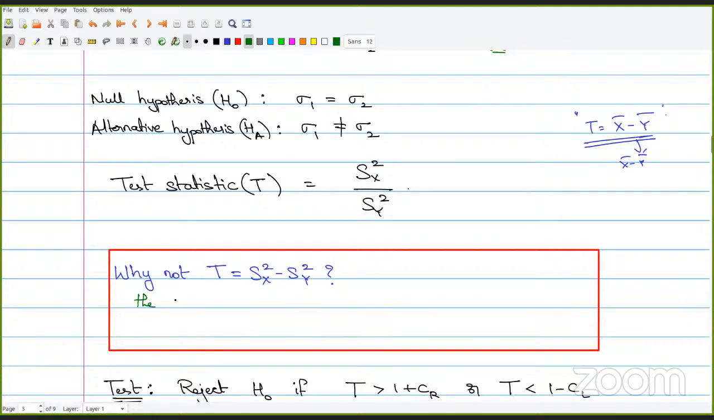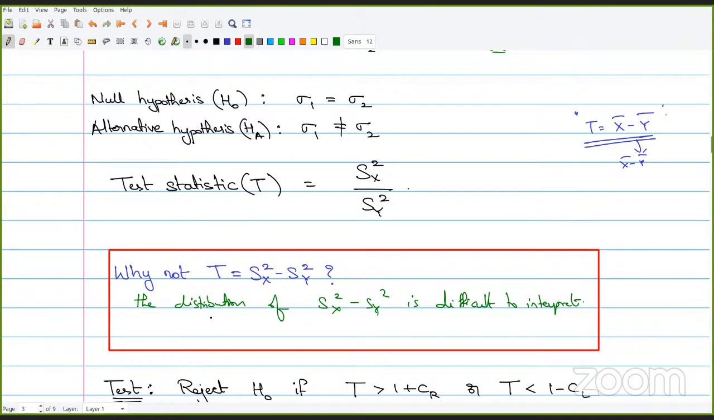So the reason we do not use Sx square minus Sy square is that the distribution of Sx square minus Sy square is difficult. Sir, but it leads to a different question. In the case of variance it is not very well defined, but what about x bar by y bar? Even then, it is not defined.